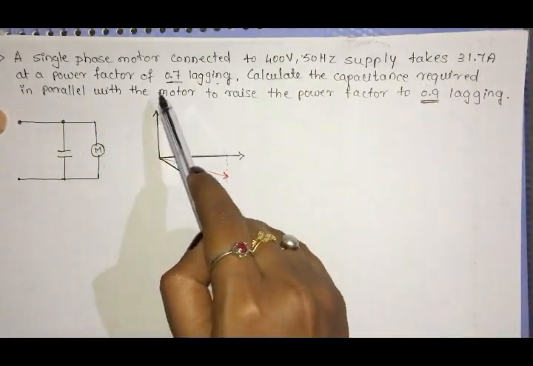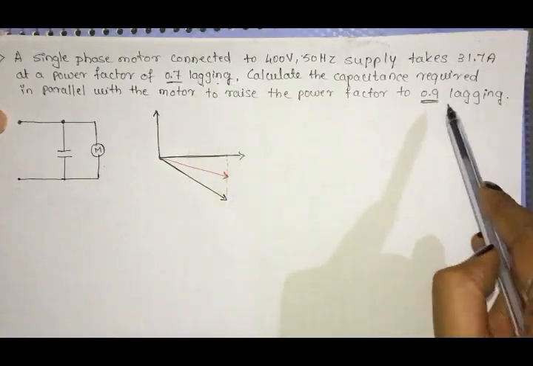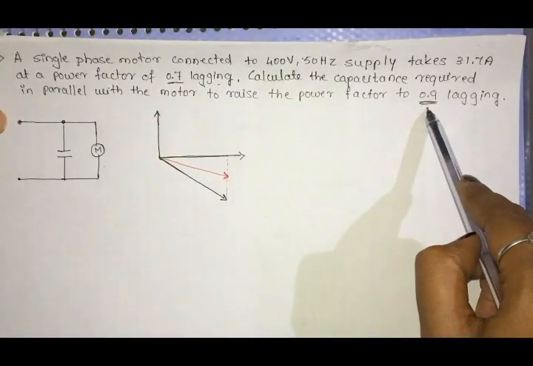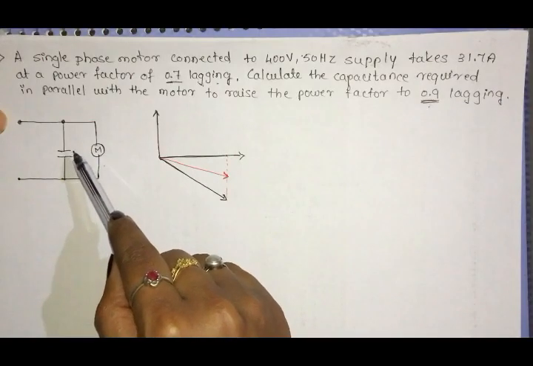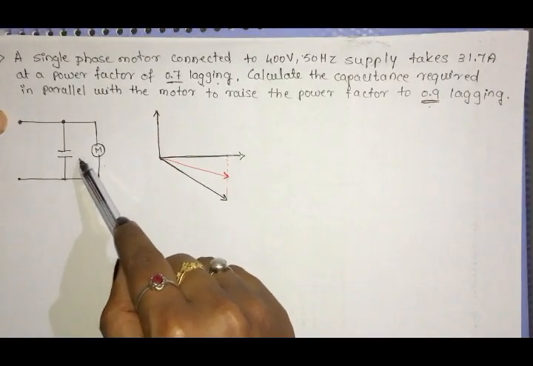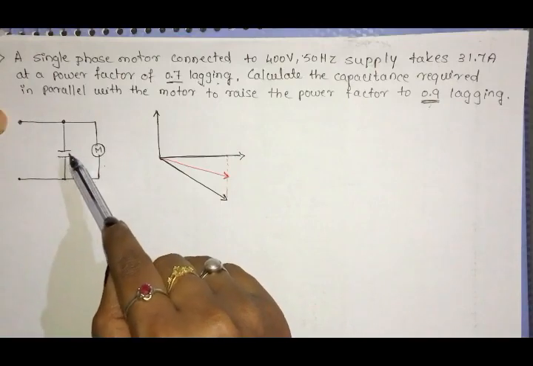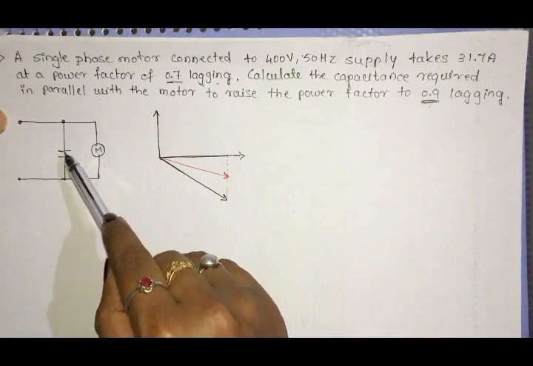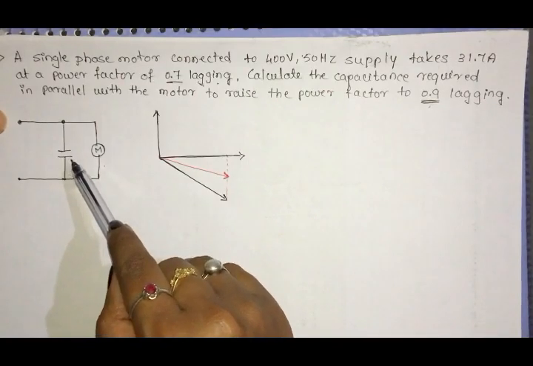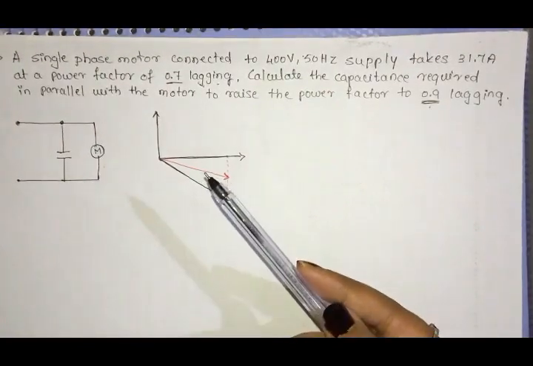They have given 31.7 ampere at a power factor of 0.7 lagging. If you increase the power factor, how much rating of capacitor do we require? As I already told, we can't choose the capacitor randomly. We need to find out the value of the capacitor. We need to design the value of the capacitor. So let's solve this.